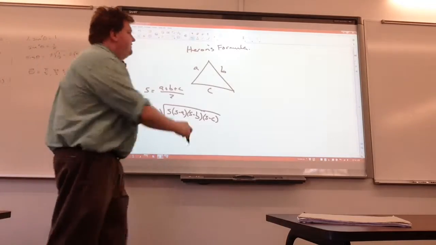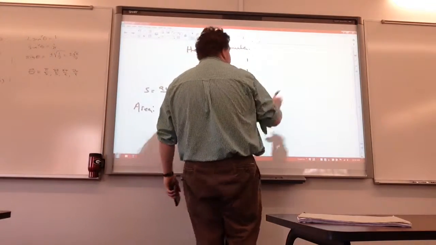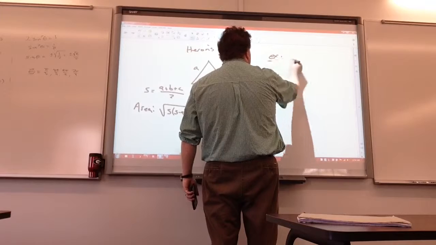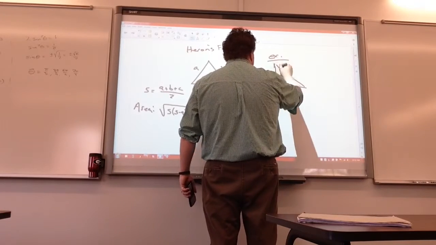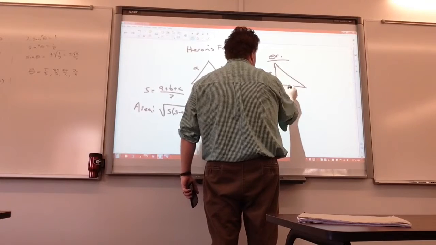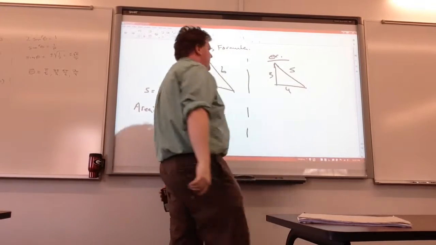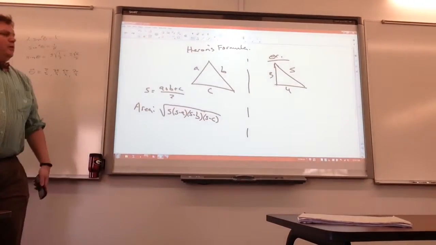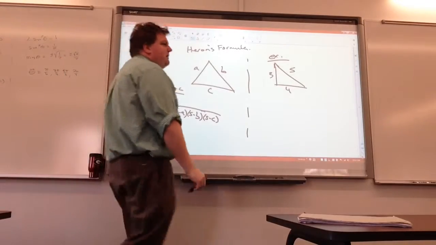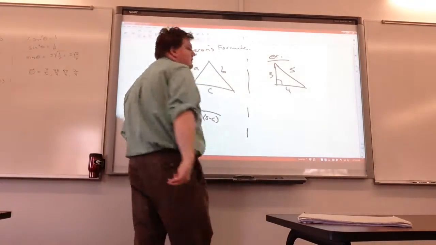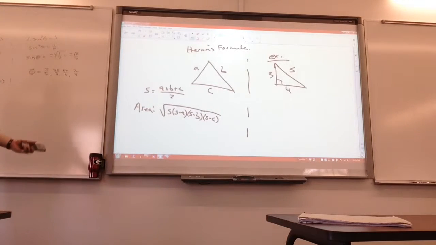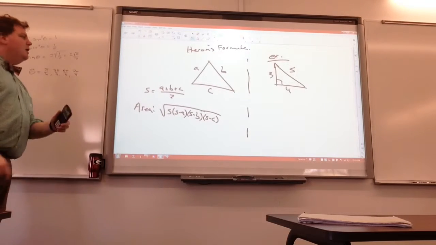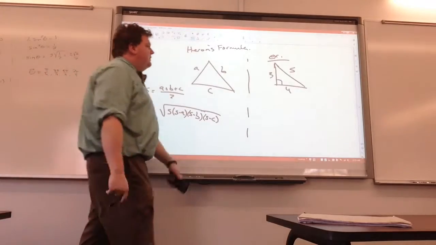So let's do an example of a right triangle, actually. It doesn't matter what the triangle is. We'll do the 3, 4, 5 triangle. Now, we already know what the area of this triangle should be, right? 6 units, because 3 times 4 is 12, 12 divided by 2 is 6. Let's show that Heron's formula will work fine on this one.